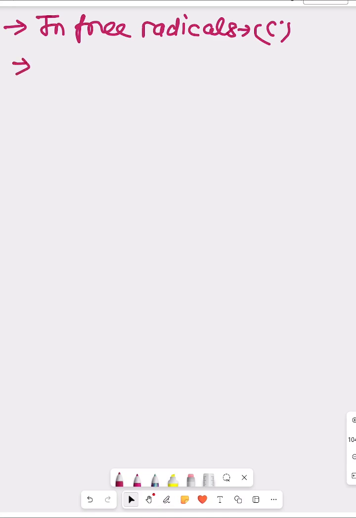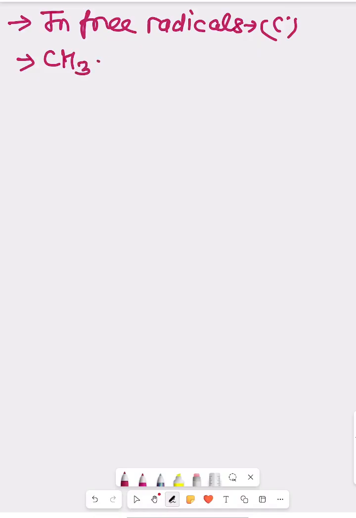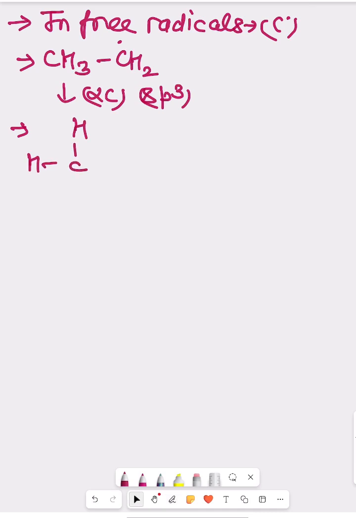Let me show some examples. This is your free radical. This is your alpha carbon, which is sp3 hybridized. Now I can show the delocalization of sigma electrons. Here bond fission will be homolytic.